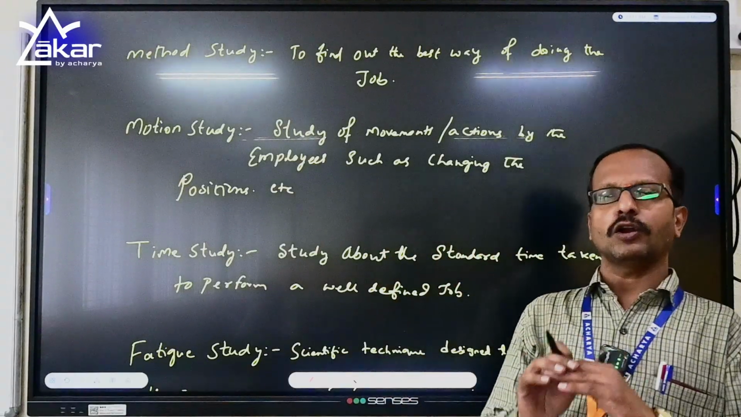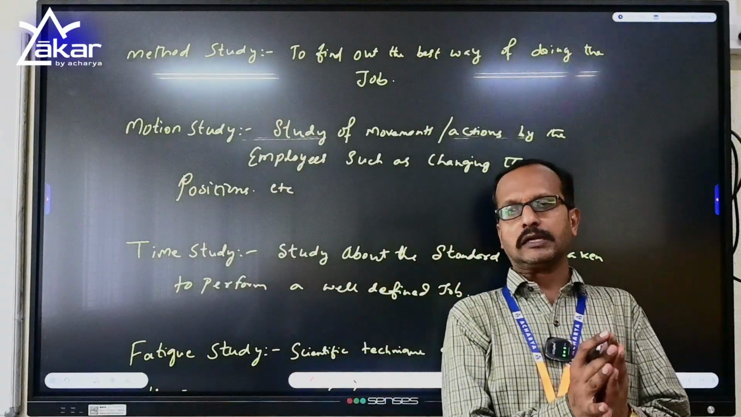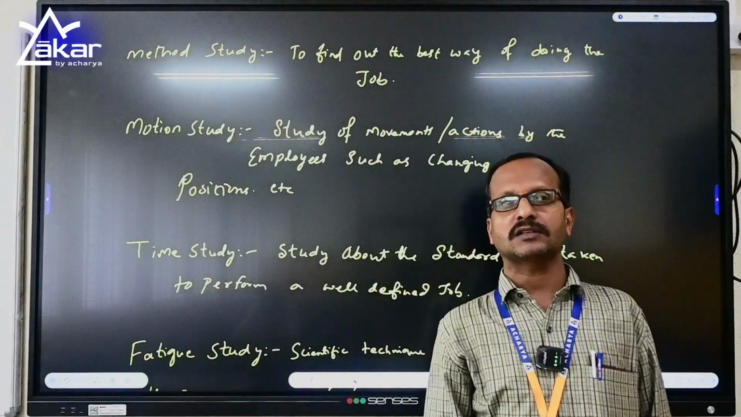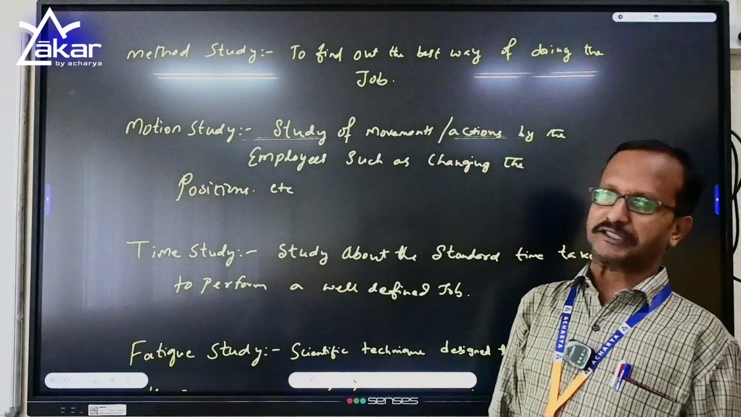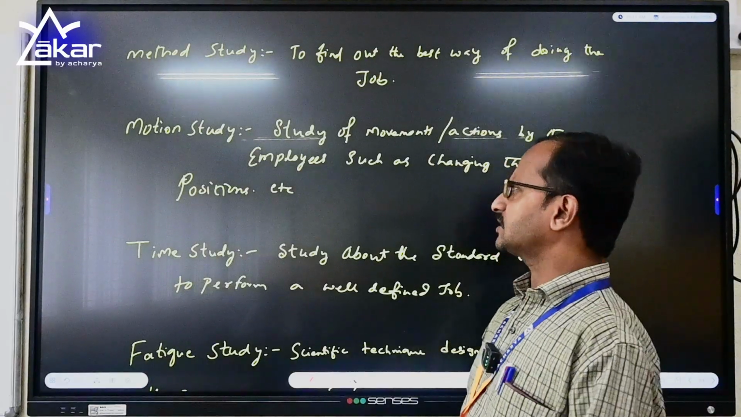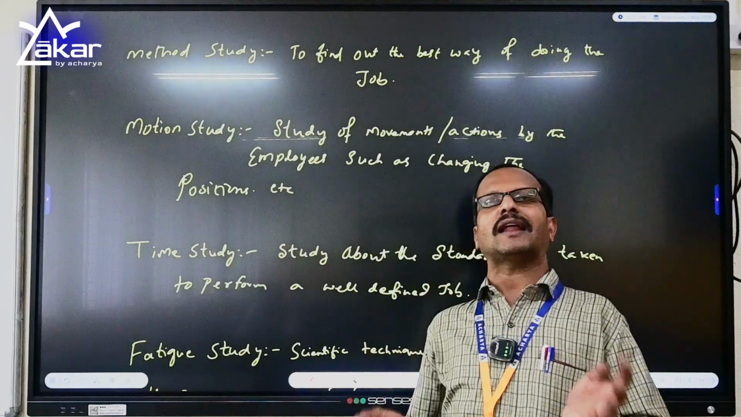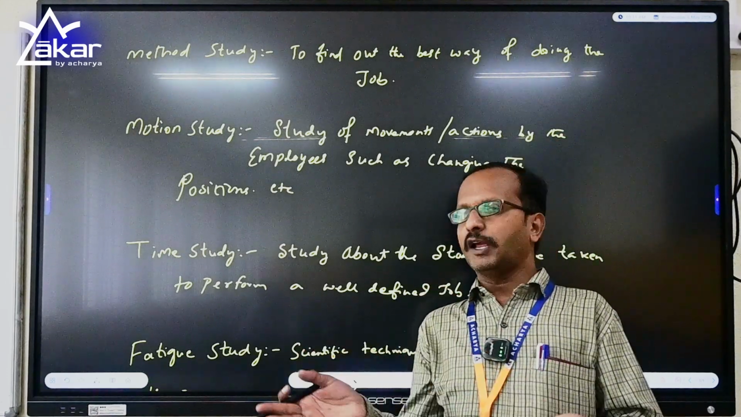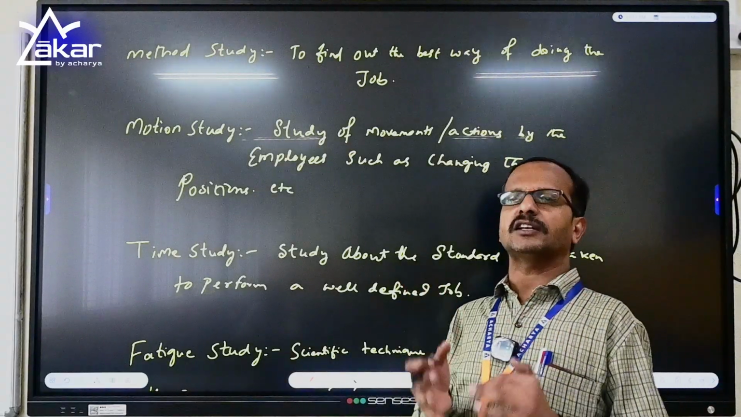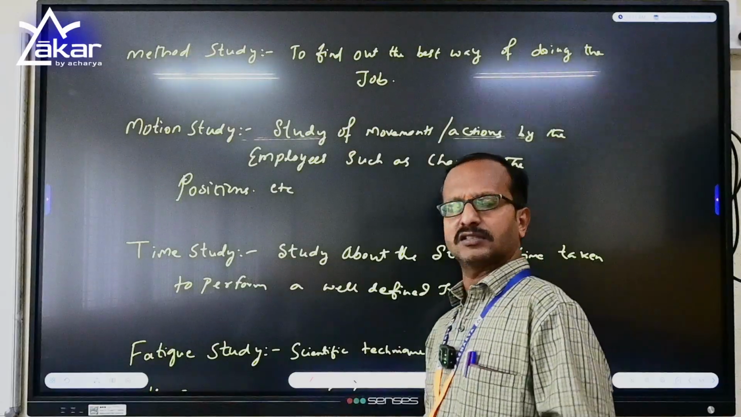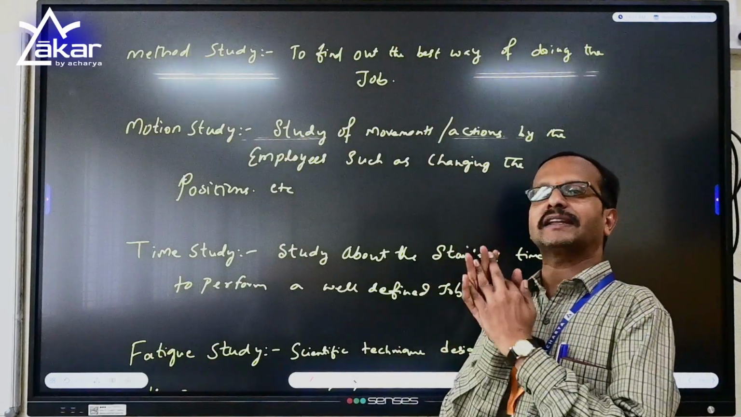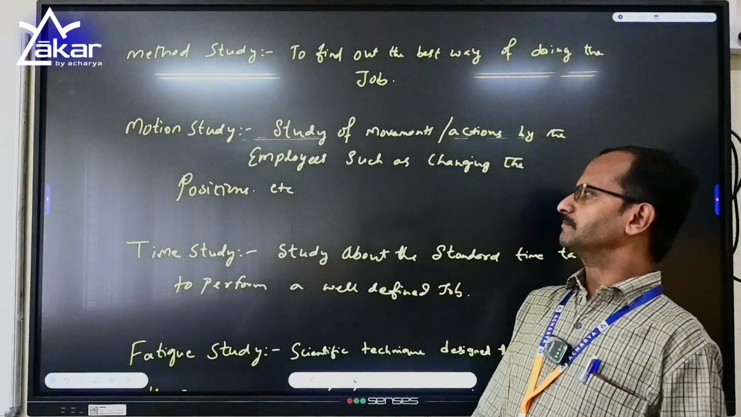So this method study always analyzes the best and simplest way for an individual to perform and finish the task on time with less cost. And secondly, motion study. It is a study which gives you the movements or actions taken by an individual. It may include changing of positions, lifting, jumping, etc. It's like actions. So this study only records what kind of activity the employee or individual did to complete the particular job or task.